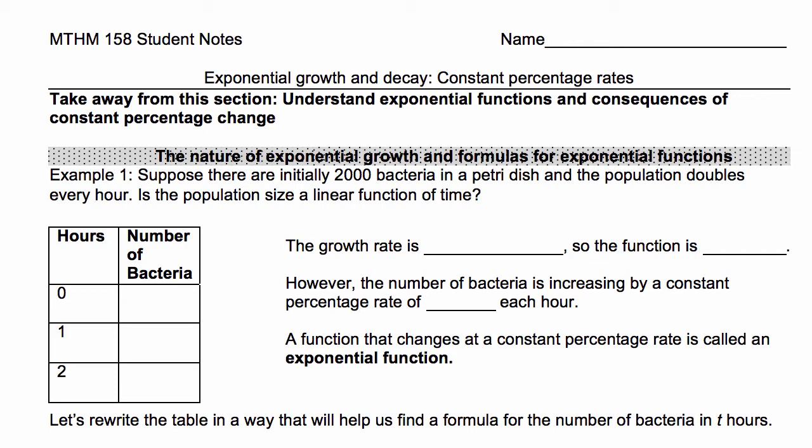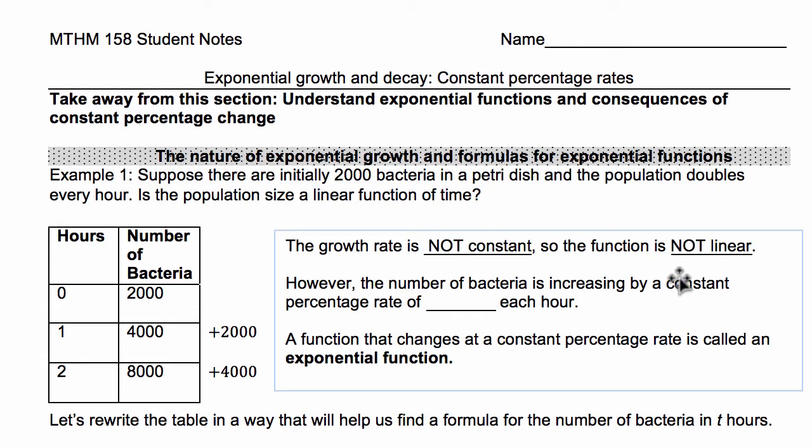Is the population size a linear function of time? Let's examine our table. The number of bacteria was initially 2,000. Since it doubles every hour, after 1 hour, the number of bacteria is 4,000. After 2 hours, the number of bacteria is 8,000. Notice, during the first hour, we added 2,000 bacteria, but during the second hour, we added 4,000 bacteria. Therefore, the growth rate is not constant, so the function is not linear.